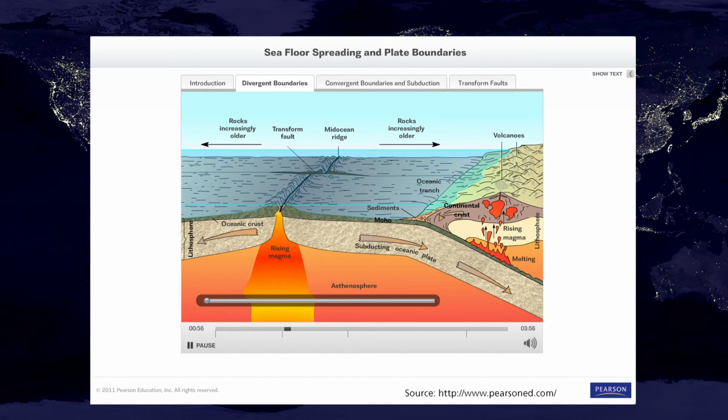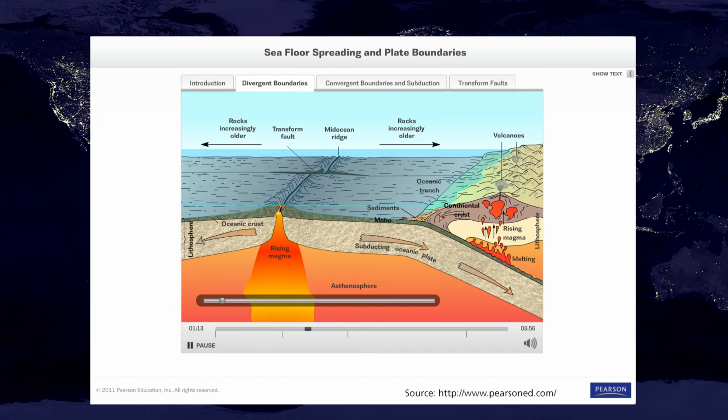Divergent plate boundaries and seafloor spreading. New ocean floor is created at divergent plate boundaries such as the mid-ocean ridge through a process called seafloor spreading. The mid-Atlantic ridge is an example of a divergent plate boundary.